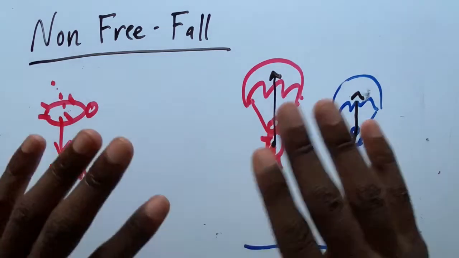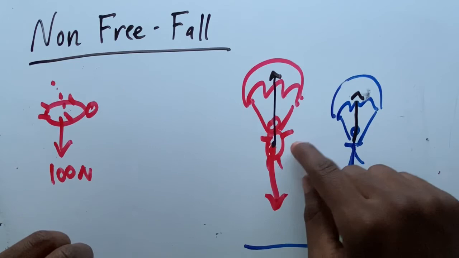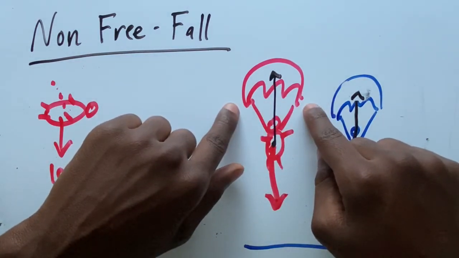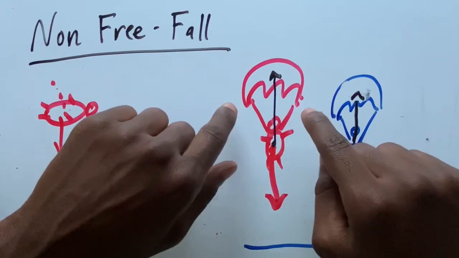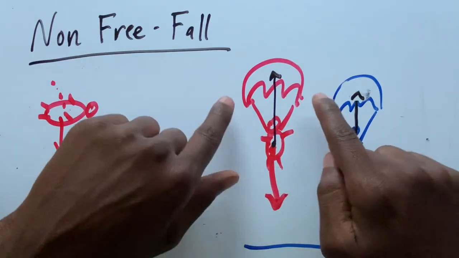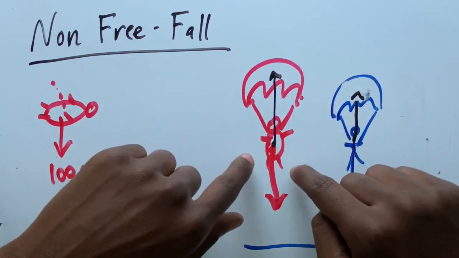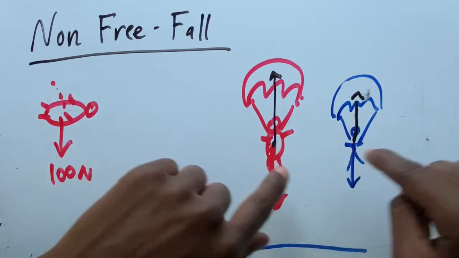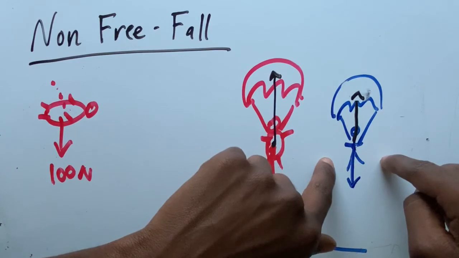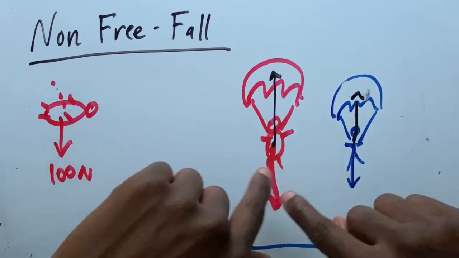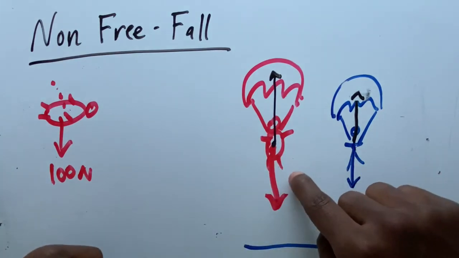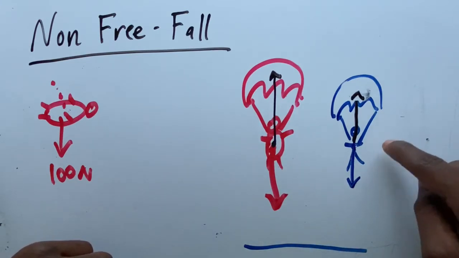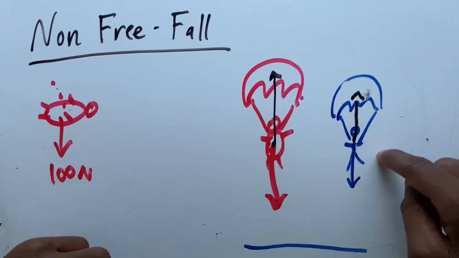Let's think about it like this. As soon as this heavier person pulls out their parachute, it's going to be harder for the parachute to slow this person down because they have more mass than this person. They're both going to reach some terminal speed, but this person's terminal speed is going to be greater than the lighter person's terminal speed, right?